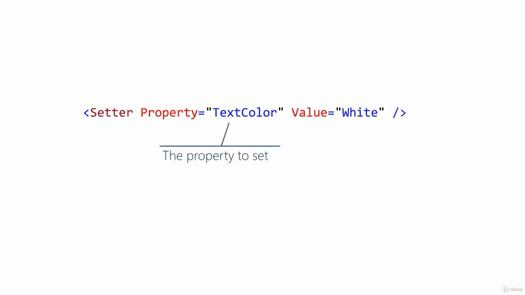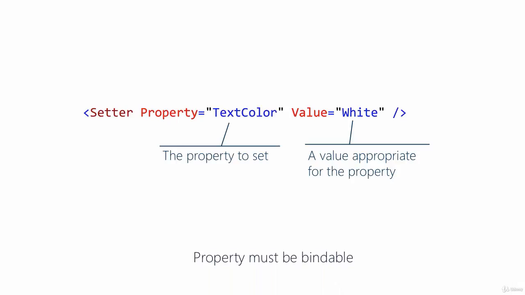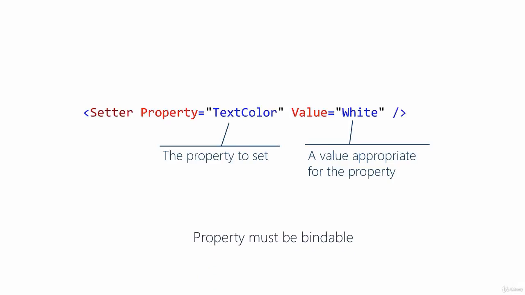The setter in this example will set the text color to white. There is one caveat to keep in mind. The property you are setting must be implemented as a bindable property. In practice, most UI properties that you will need to set are bindable, so this isn't a big limitation.